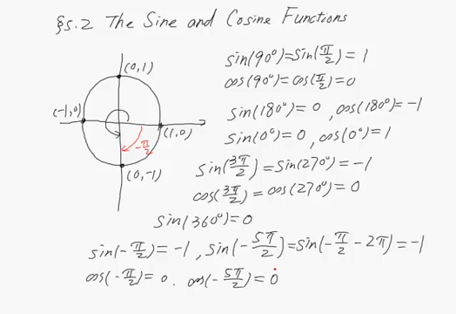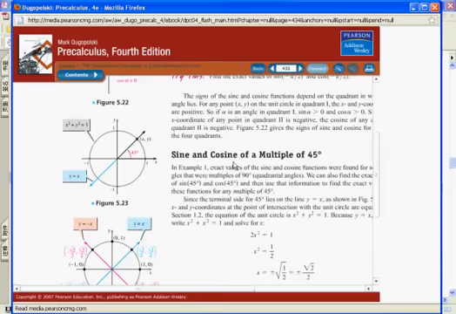Now let's look at the sine and cosine of a multiple of 45 degrees. Now let's look at this graph. And this is an angle of 45 degrees. And we can extend this terminal side in this direction so that we get a line. And we know this line's equation is y equals x. On this line, the y-coordinate is equal to the x-coordinate, right?